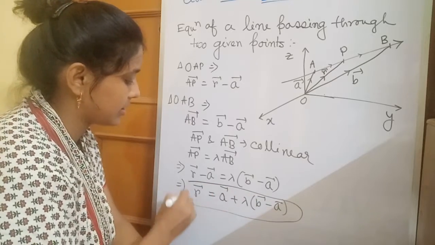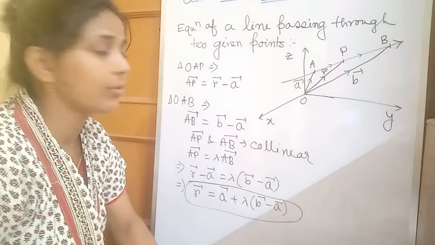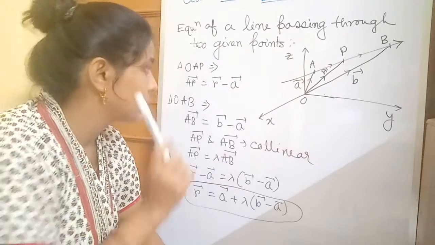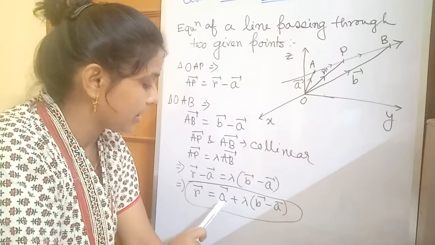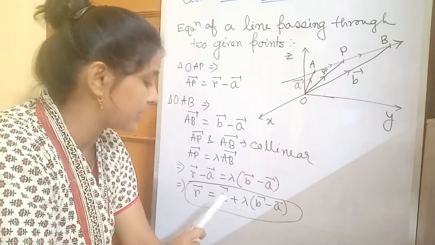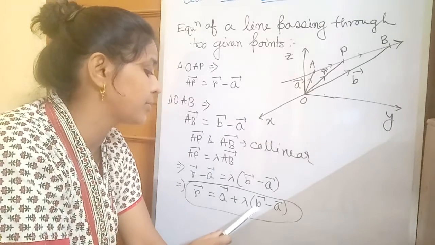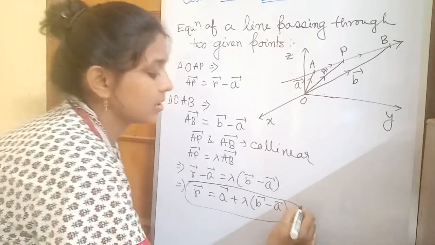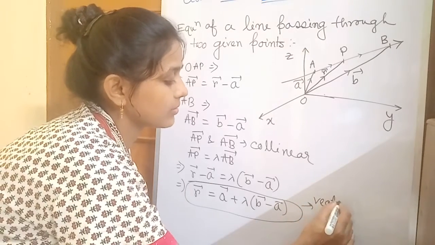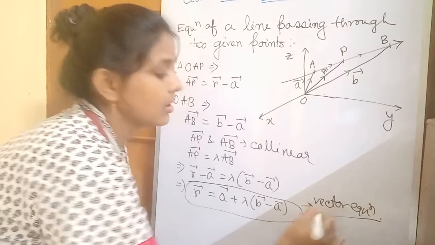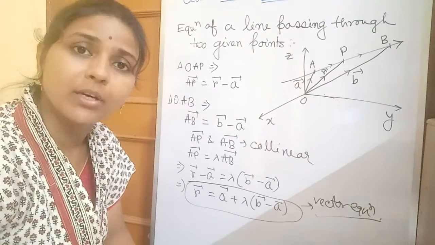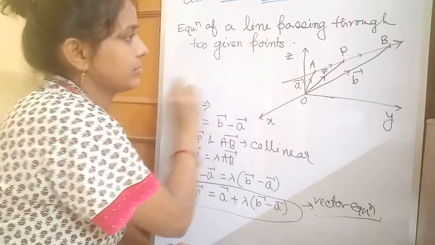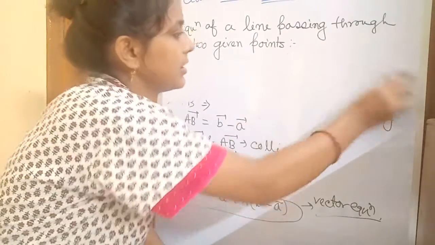And this is the vector equation of the required line that is passing through two given points. Two given points means the first point's position vector is A vector and another point's position vector is B vector. Okay, so this is the vector equation. That means we need to find out its Cartesian equation also. So we will do that now. For that we don't need the figure.